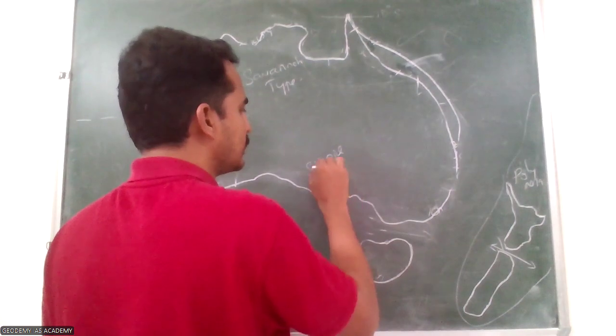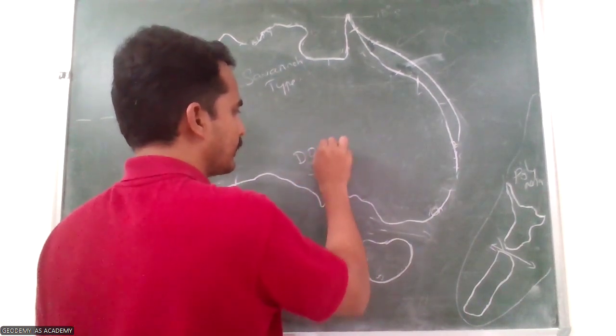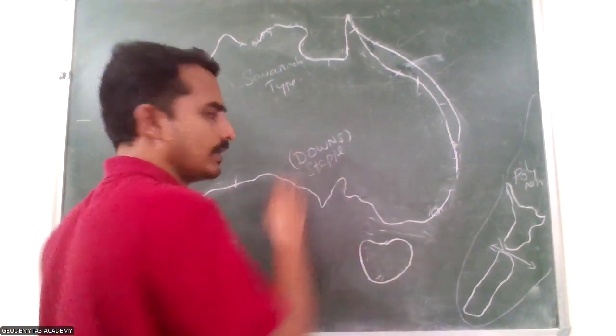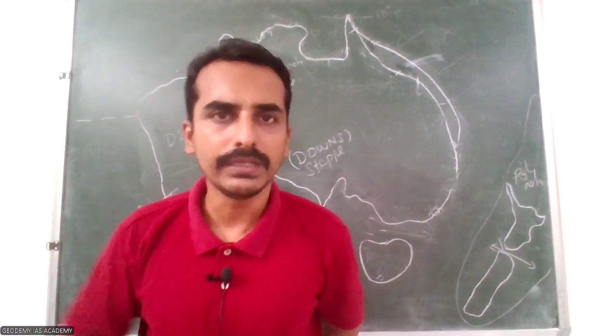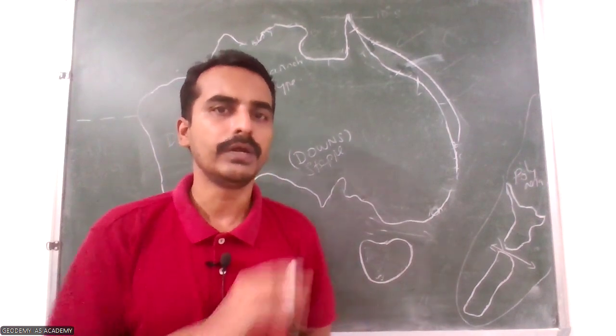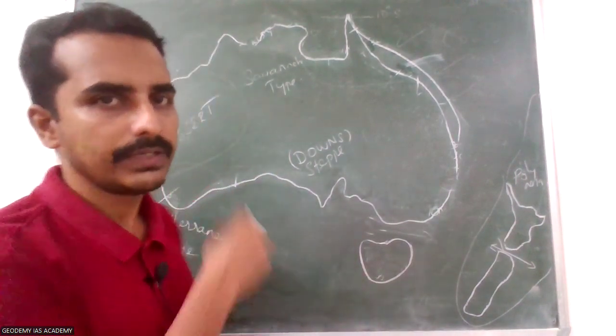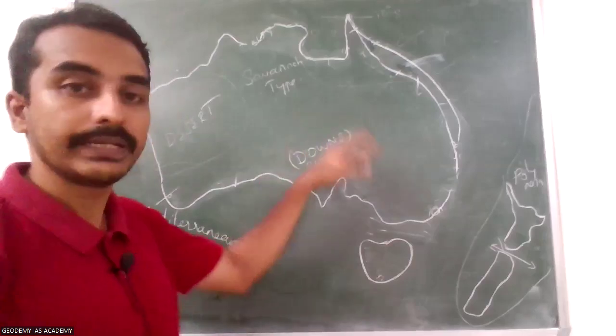Those are called downs in Australia. Prairie in North America, Pampas in Argentina, South America, Highveld in South Africa, and downs in Australia, and steppe in Central Asia. So those are the temperate grasslands.